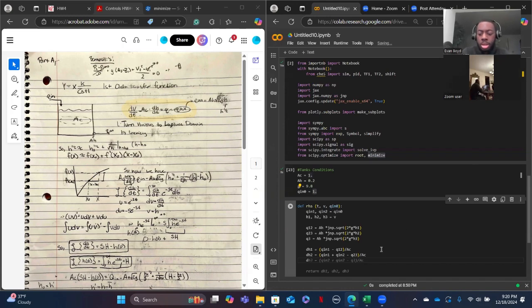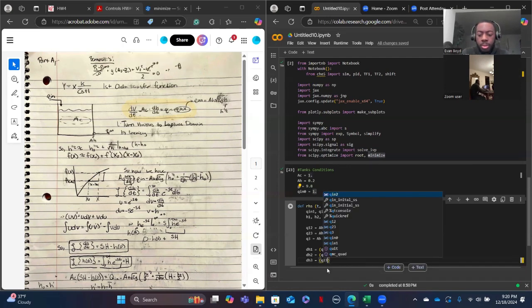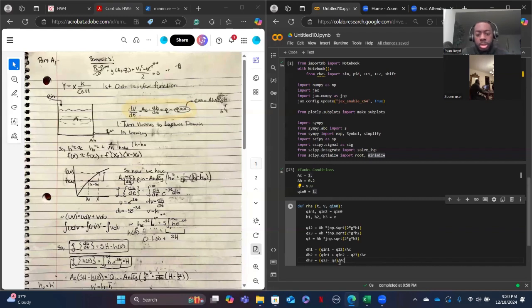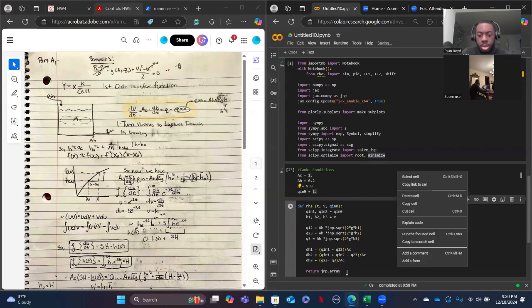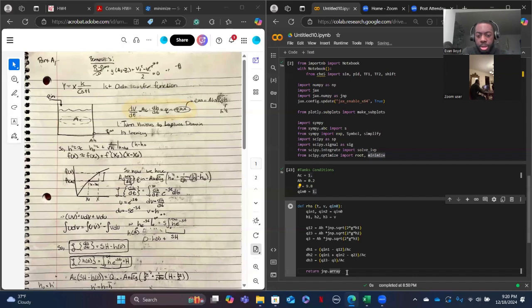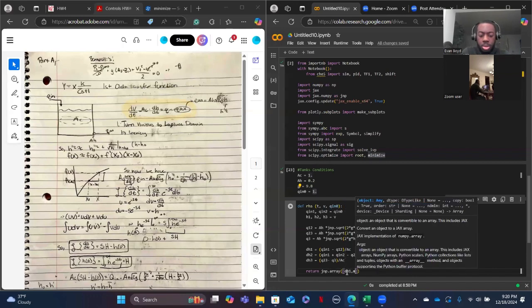Okay, and then dH3 is equal to, there's actually, no, it's Q of two and three. So the flow coming in from two and three, minus the flow three, and divided by that's right. And then we're going to return all this from our function, and we'll put this as an array. So jnp.array. I do jnp since we're already doing Jacobian, might as well just finish the jnp array of dH1, dH2, and dH3. Okay, should enter.